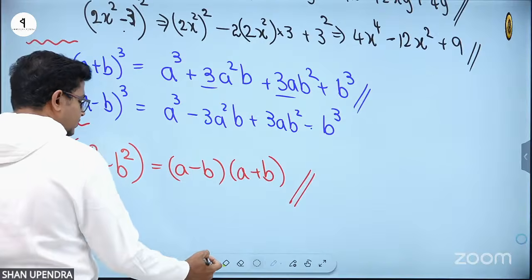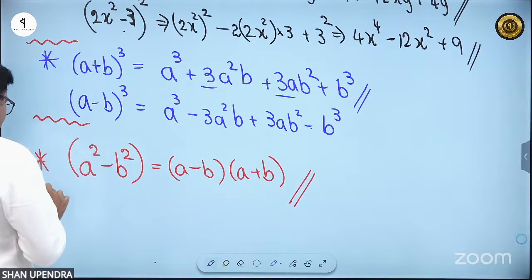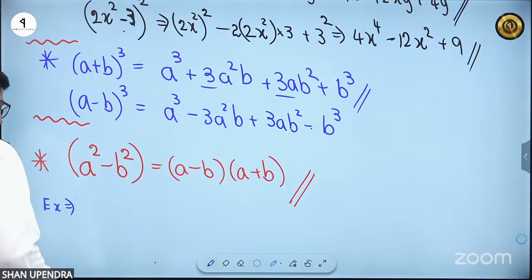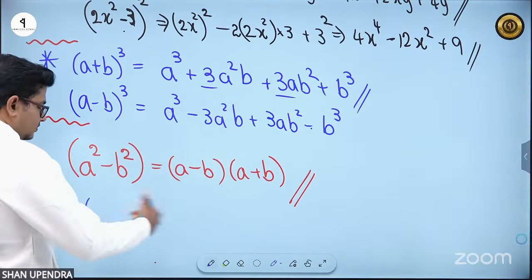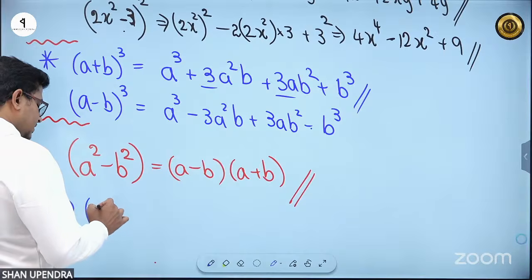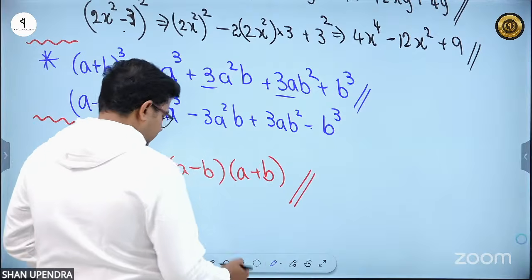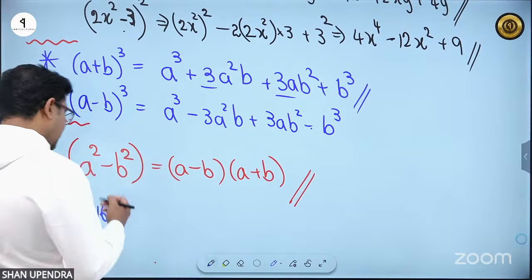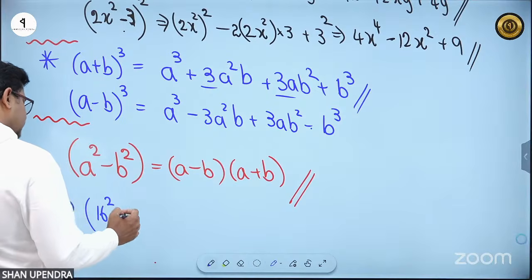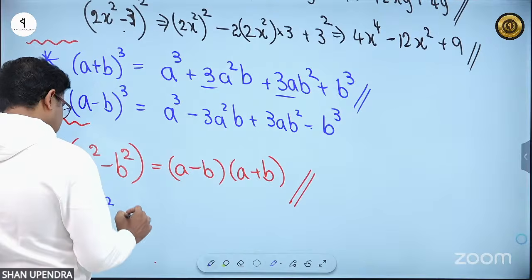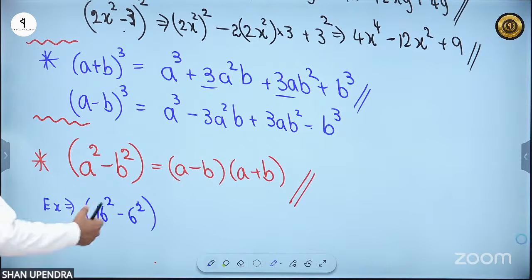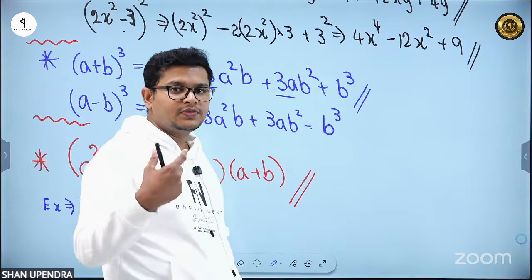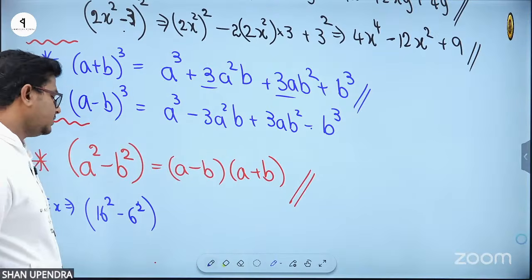Sometimes in the exam, you need this kind of mathematical calculation. Let's take an example. In the exam, there is a calculation, and inside the calculation there is a term like, let's take, 16 to the power 2 minus 6 squared. You need to calculate it. If you don't know the square of 16, if you know, it is 256.